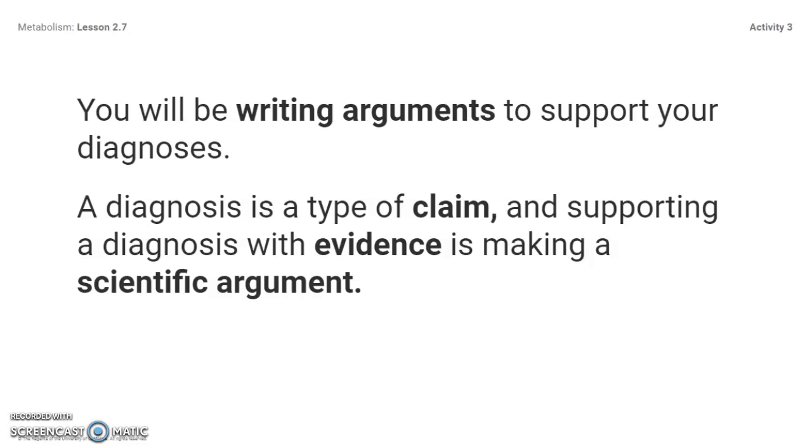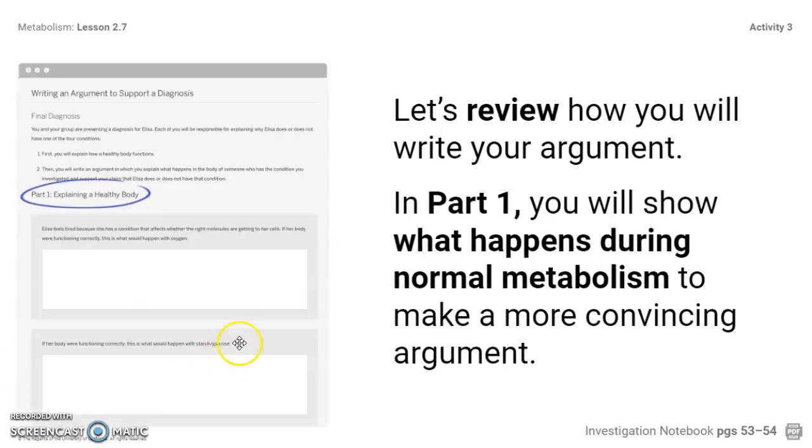Your argument will focus on the evidence supporting the claim that Elisa does not have asthma, and in medicine, ruling out different conditions is actually important when we look at diagnosis. So if you're saying, this is what I read about and I know that she doesn't have this, you need to support it with what you do know. So let's review how you will write your argument.